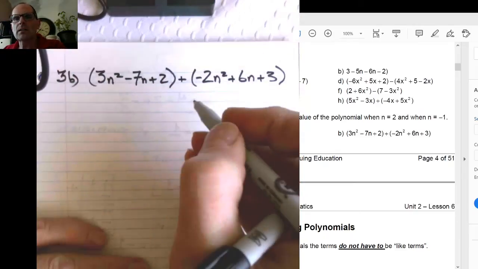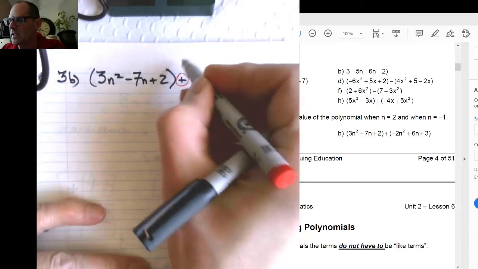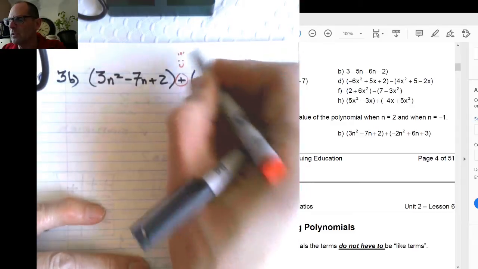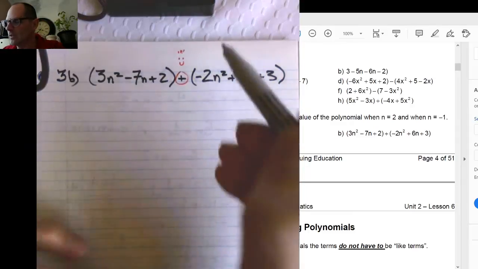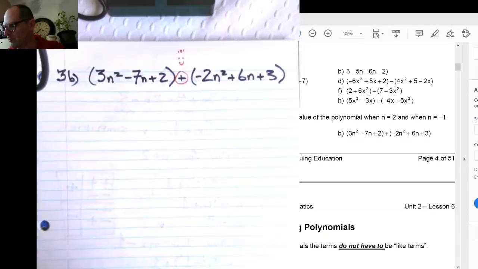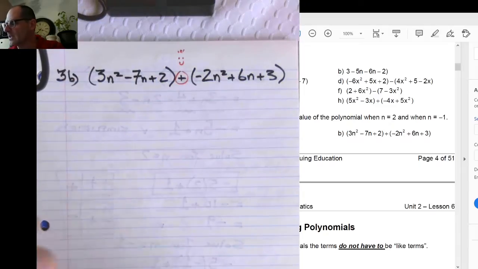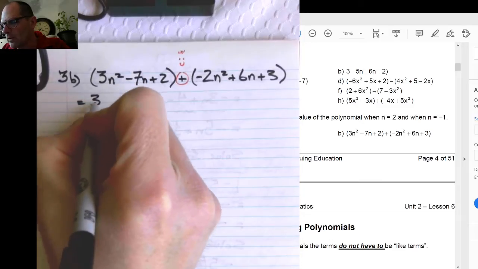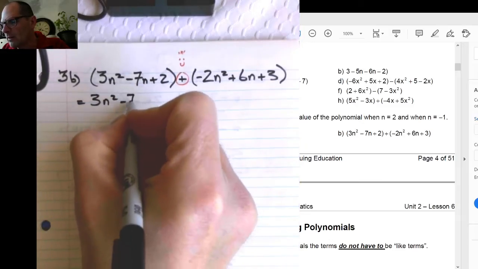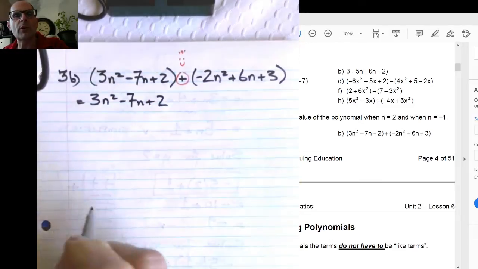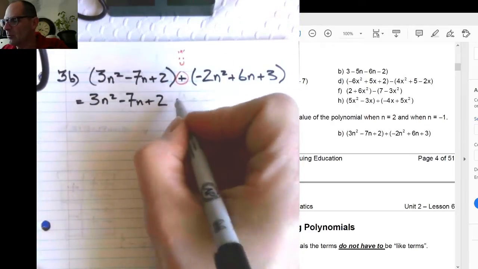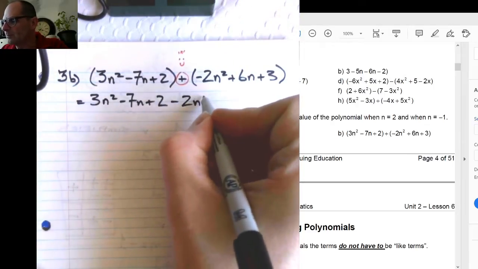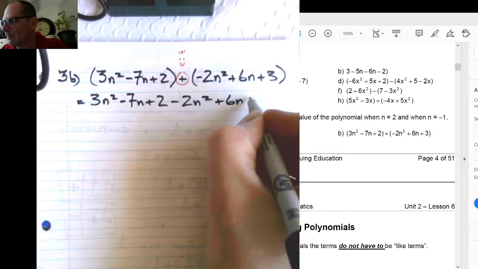And in the second one, again, plus sign right here, so no need to worry too much there. We can be happy about this. This is all just going to open up and be the terms that they are once they come down into the next line. So we'll bring this down. We have 3n squared minus 7n plus 2, so that bracket just opens up, and this bracket's going to open up as is as well.